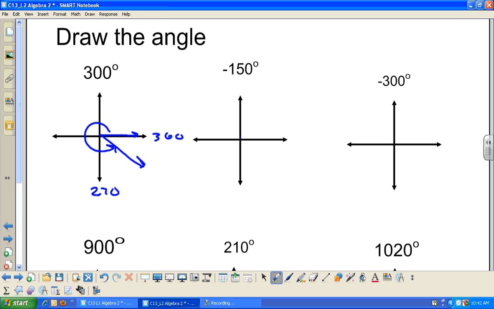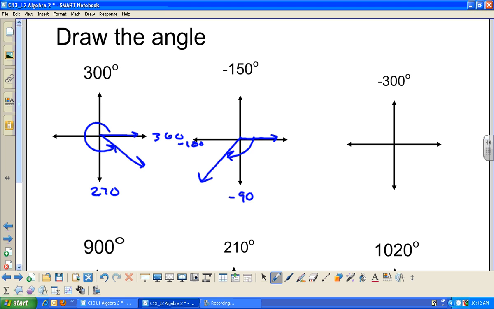Negative 150. Always start by drawing your initial side. This would be negative 90. This would be negative 180. So it's in between those two. So my terminal side will be in the third quadrant here. And when I draw my angle of rotation, I have to move it clockwise.